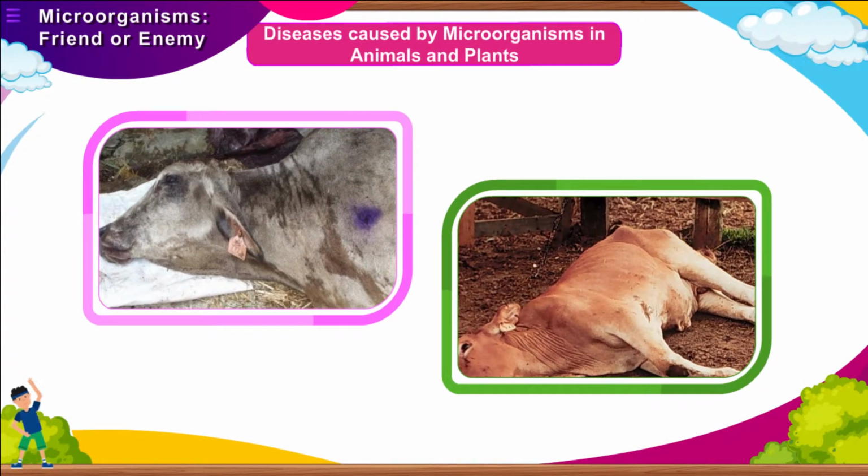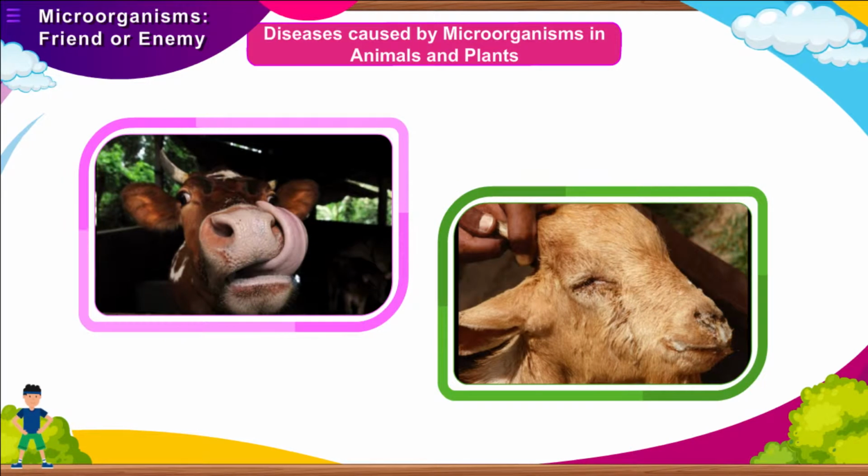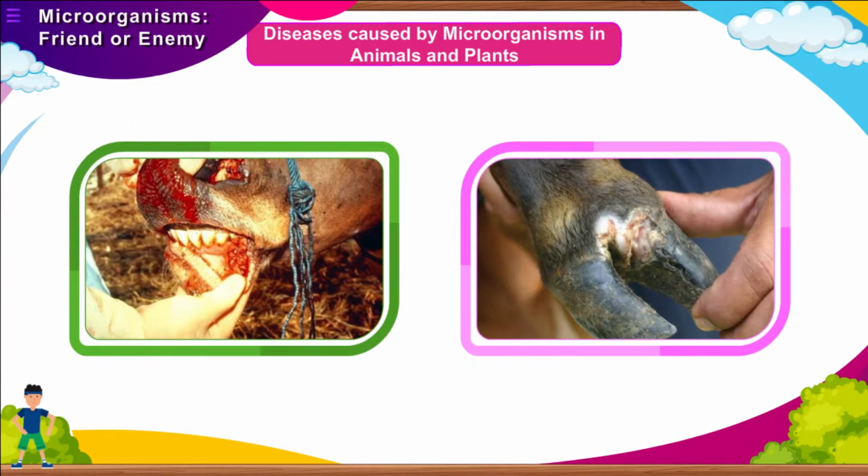Anthrax is a common disease caused by bacteria in cattle. It occurs through contaminated soil. Humans can also get infection through the infected animals. Rinderpest is a viral disease which occurs in animals because of contaminated air, water, and infected animals. Foot and mouth disease of cattle is caused by contact with other diseased animals.